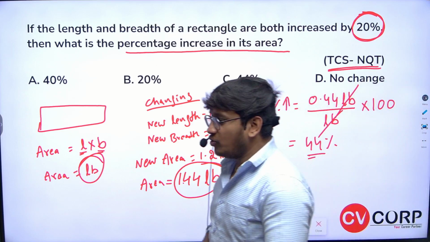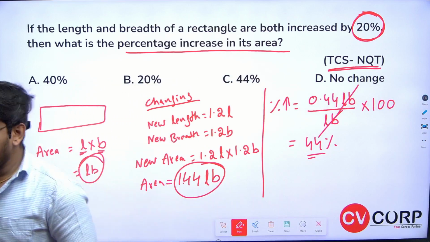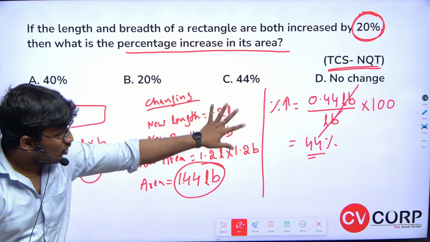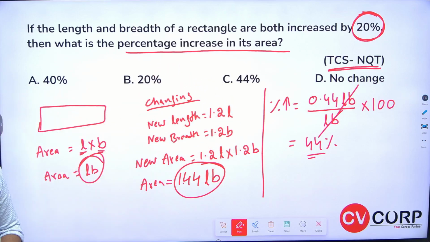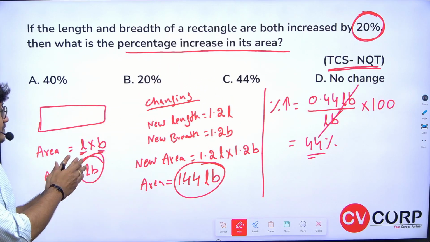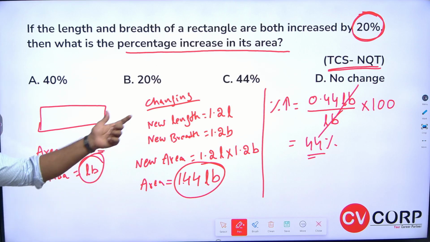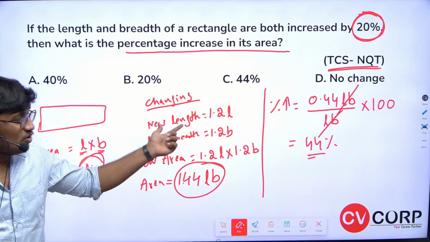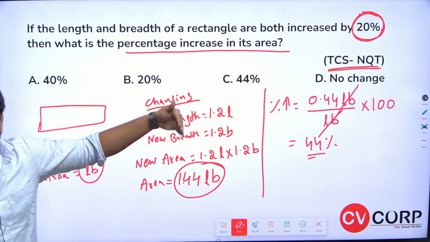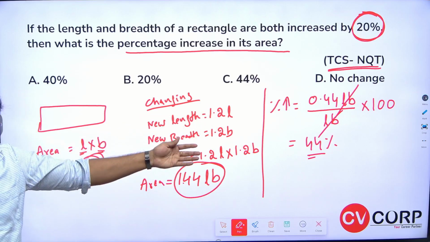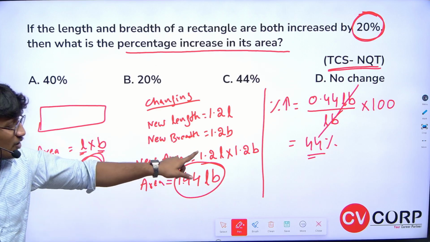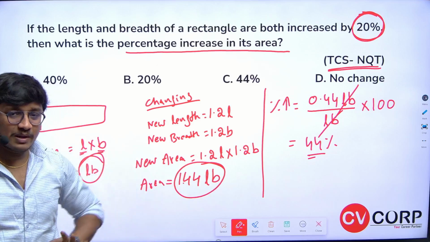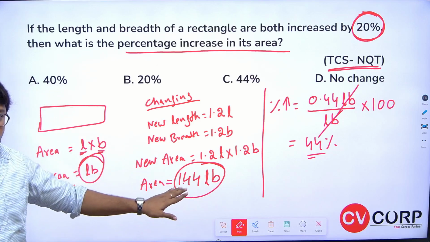Okay, so I hope you all are clear with this. If you understand all the calculations on the board, initially the area of the rectangle is L into B. The new length is 1.2 L because 20% is increased, and the breadth is also increased by 20%. So the new area will be 1.2 L into 1.2 B. If you multiply this, you will get 1.44.